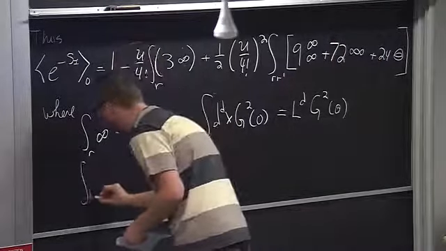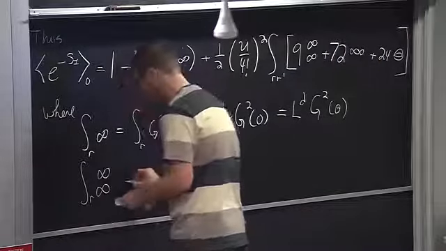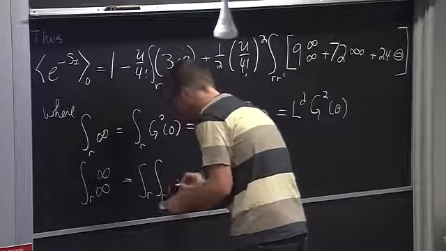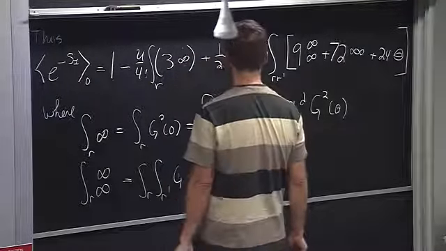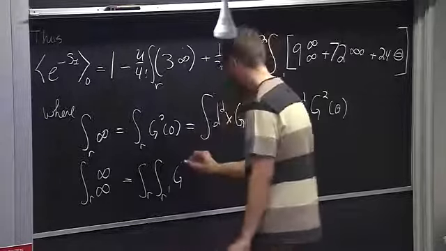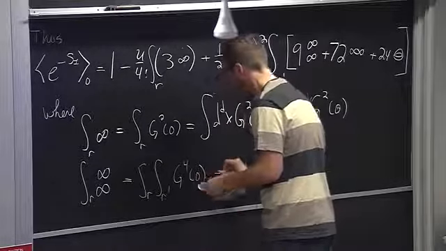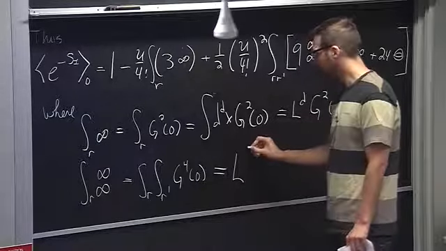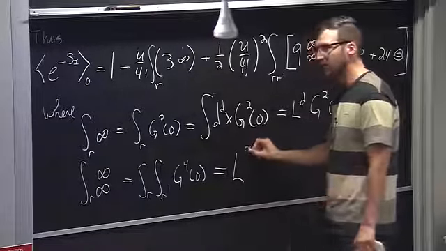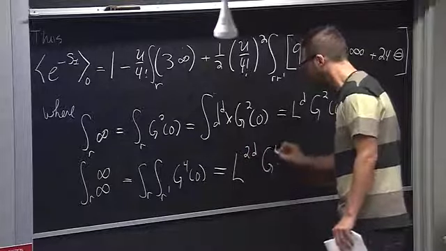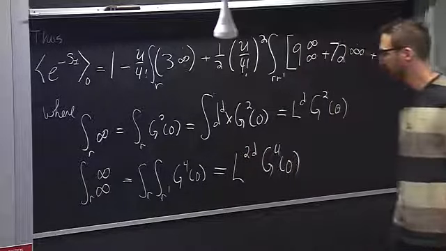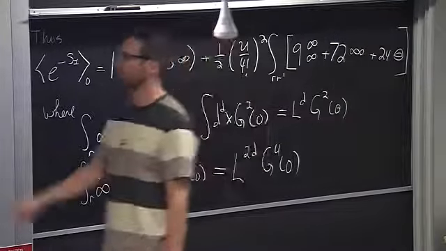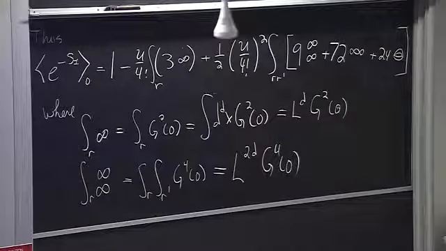If we have two of these, bow ties or whatever, we just have two integrals. What is that? G to the fourth. So we just have this L to the D times L to the D. It's diverging even worse.